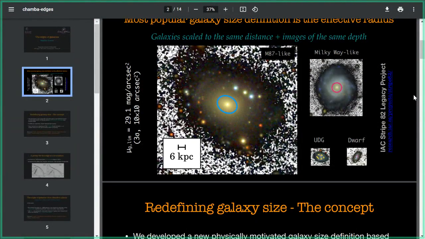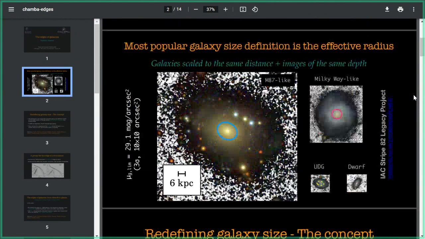But in this slide, I'm showing you galaxies from the Stripe 82 Legacy project. This data has a limiting depth of 29.1 magnitudes per arcsecond squared in the metric I've put on the screen. The galaxies are scaled to the same distance, and these are all images from the same survey. And what I've put as circles of different colors in all of the images is where the effective radius is. The effective radius is one of the most popular galaxy size measurements.